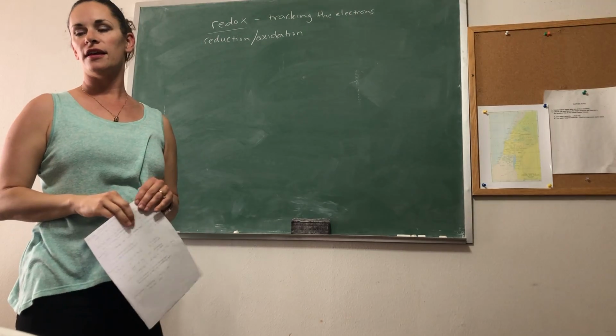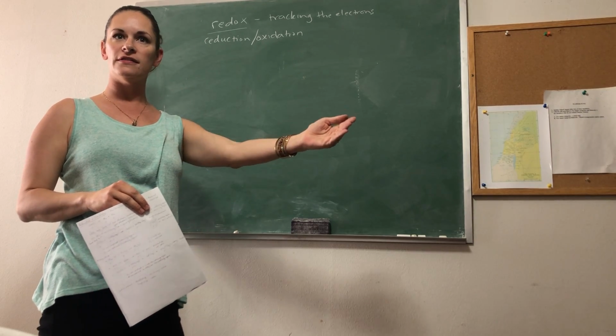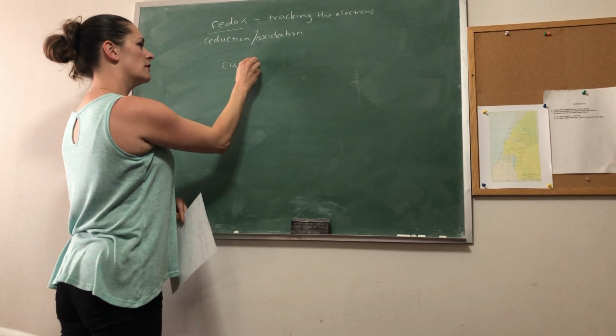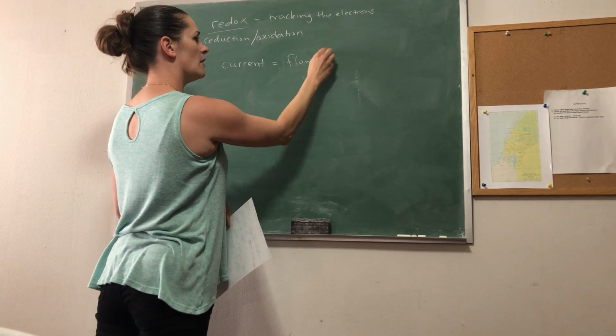Why do we want to track the electrons? We'll see when we get to batteries. The flow of electrons is current. So electrical current is the flow of electrons.